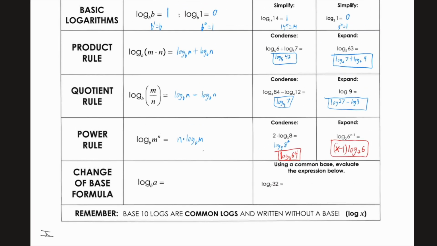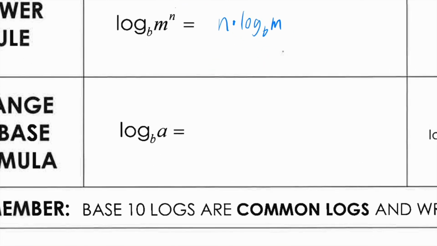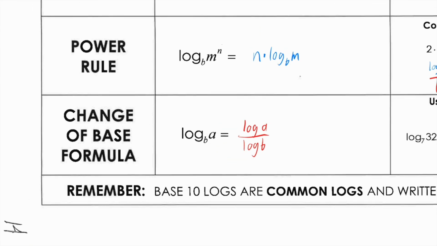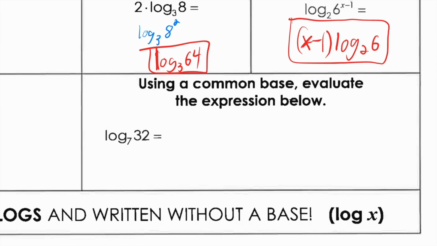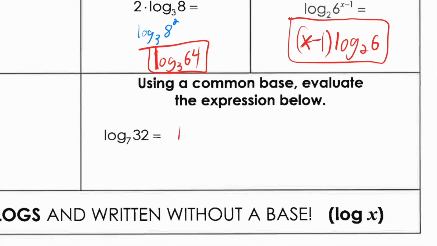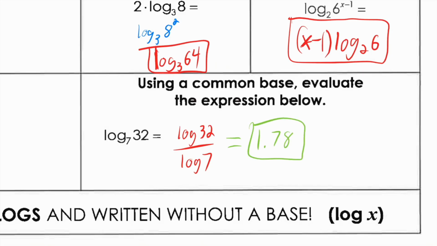And last but not least, the change of base formula. Log base b of a is the same thing as log of a over log of b, allowing us to use log base 10 in our calculator for problems like this. And so in order to evaluate this on a calculator, we say this is really log of 32 over log of 7, both base 10. And then our calculator will tell us this is approximately 1.78, rounded to 2 decimal places.